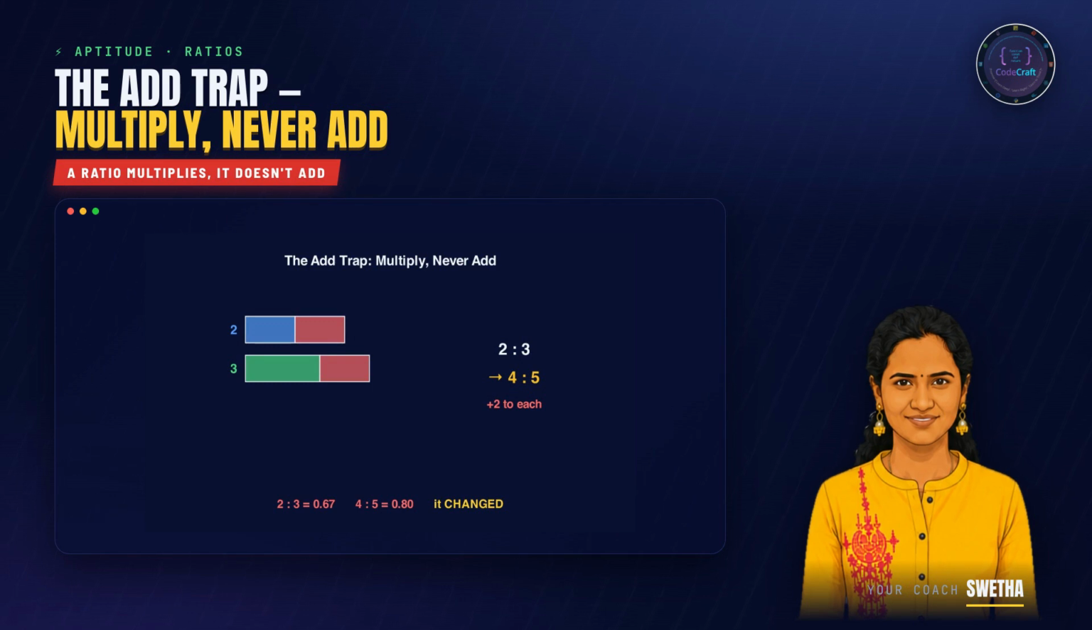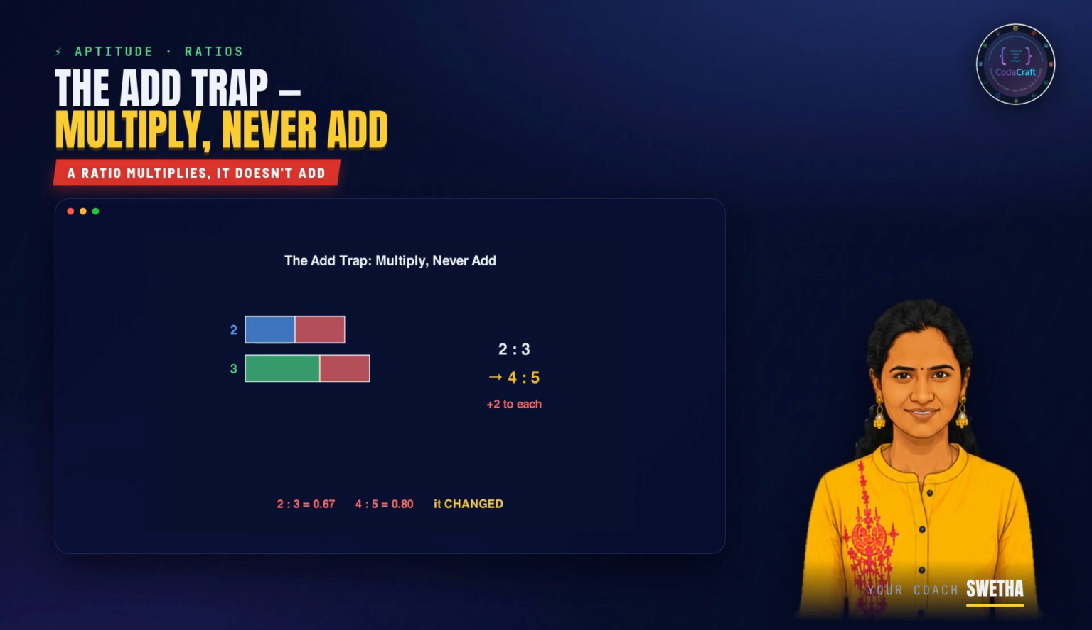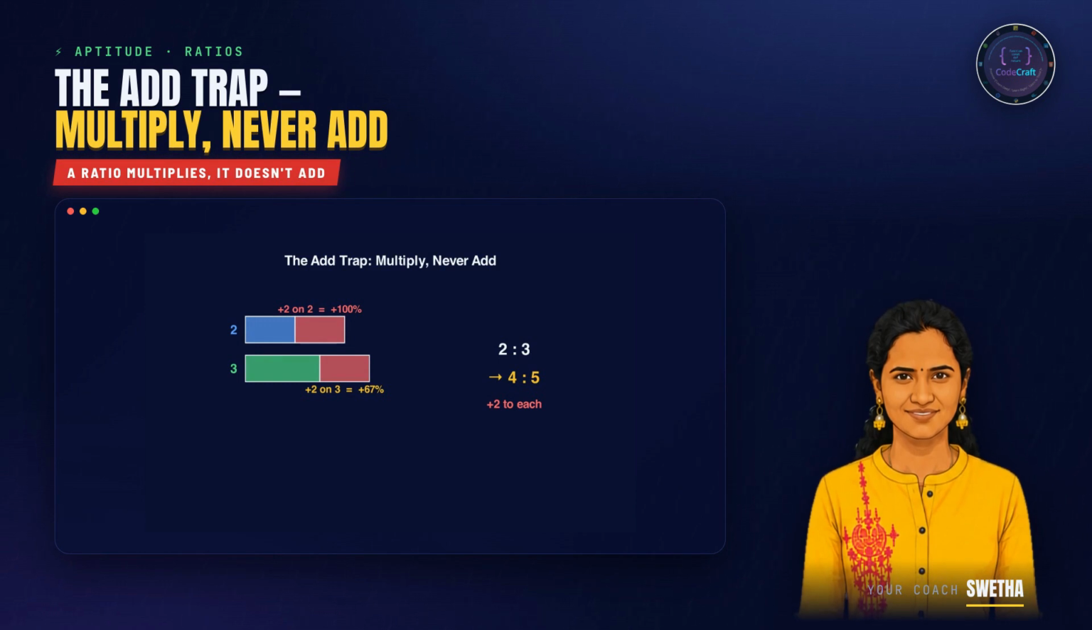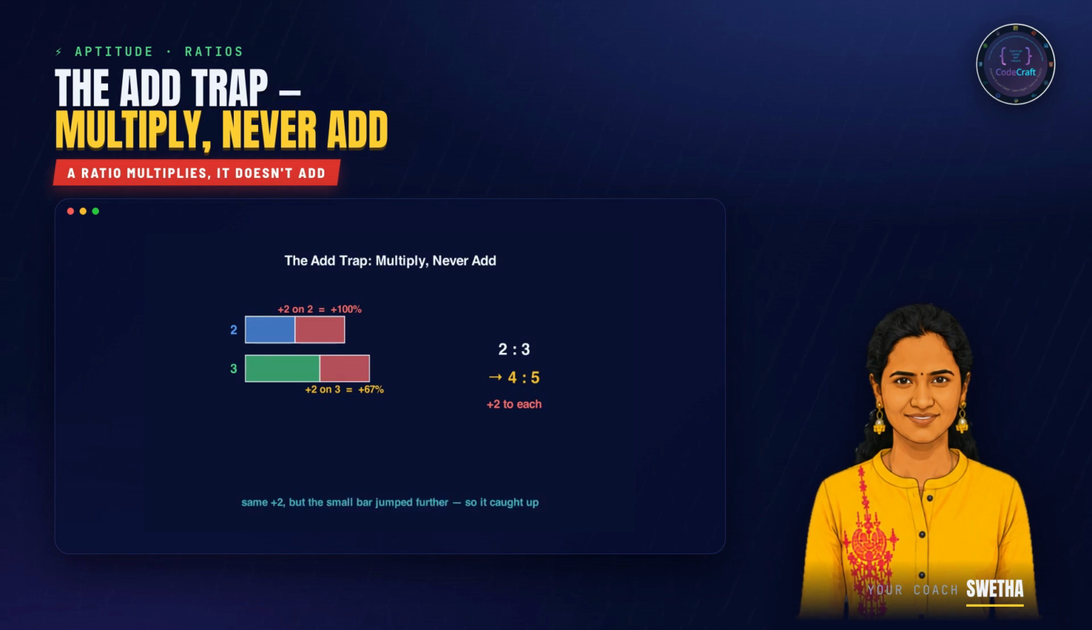4 to 5 is 0.8. It changed. And here is the feeling behind it. That plus 2 landed on a small bar and a big bar. On the 2, adding 2 doubled it. A 100% jump. On the 3, that very same 2 is only a 2/3 jump. The little one grew faster, so it caught up.